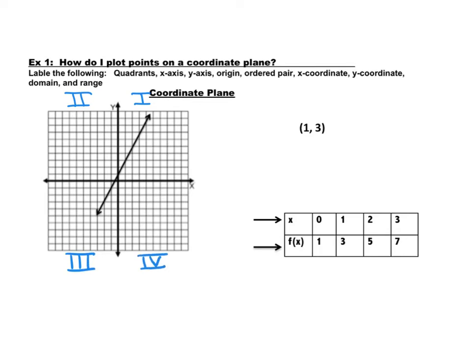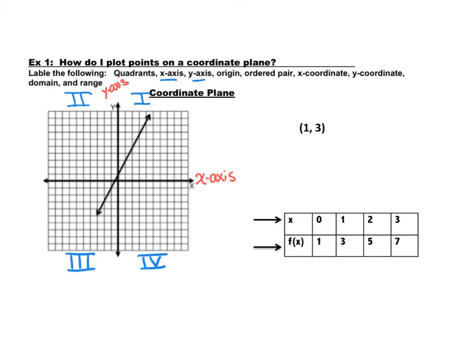All right, then it wants us to label the x and the y axis. So my x-axis is the horizontal axis, the one that goes side to side. And then our y-axis is the one that runs straight up and down. So right here is our y-axis.